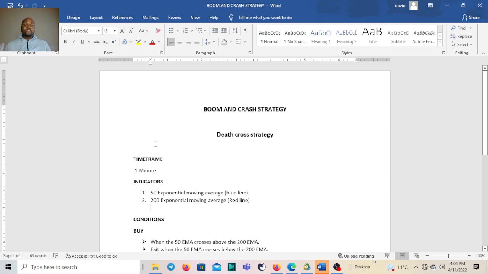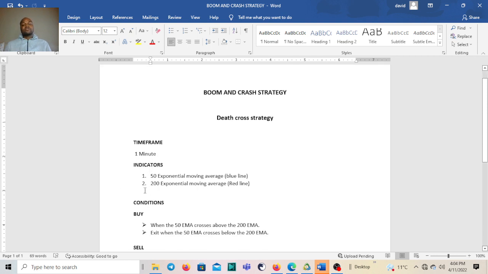Okay, so with this strategy, the time frame that you're going to use is 1 minute. It's a 1 minute time frame. These are the indicators that we're going to be using. We're going to be using the 50 exponential moving average, and I'm going to select the color blue, and the 200 exponential moving average, and I'm going to use the color red. So the 50 is for the blue color and the 200 is for the red color.